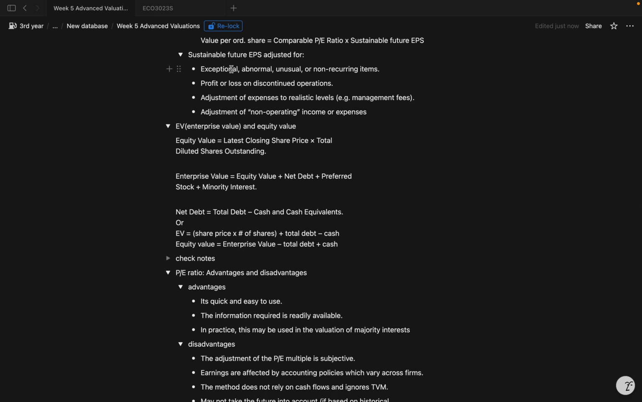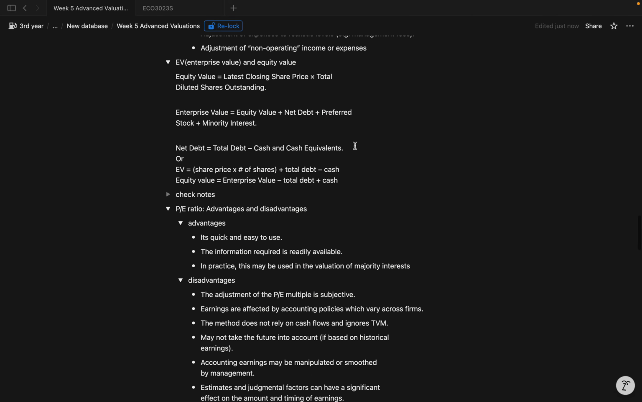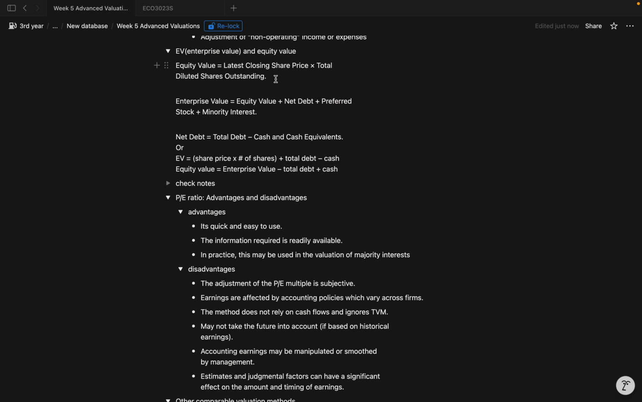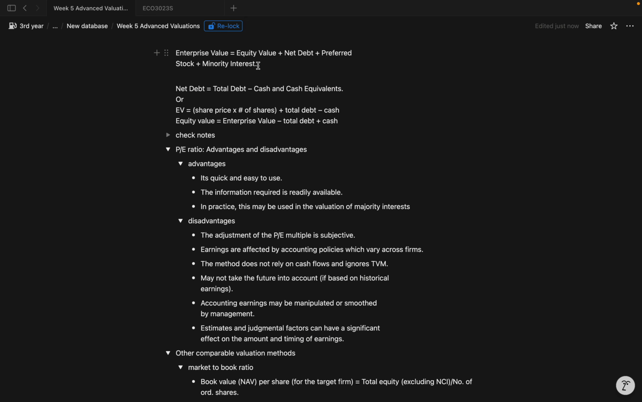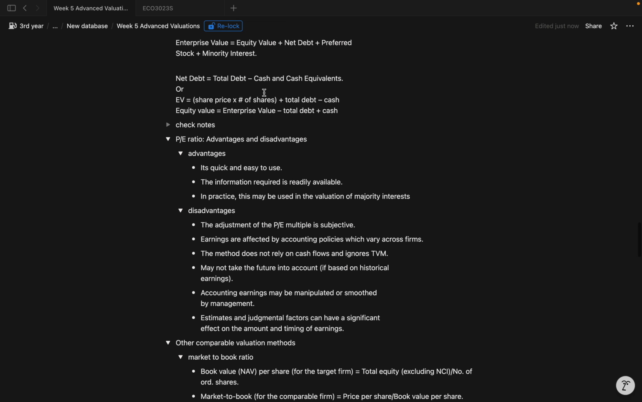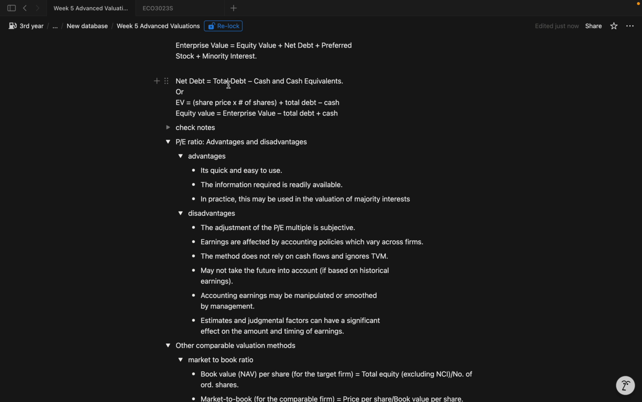So we want to adjust for exceptional or non-reoccurring items, profit or loss on discontinued operations because that cash flow won't continue into the future, adjustment of expenses to realistic levels, and adjustment of non-operating income or expenses. So equity value, we take the latest closing share price and we times it by the total diluted shares outstanding. The enterprise value, this is a formula you will use, is the equity value plus the net debt plus preferred stock plus minority interest. And so net debt is just your total debt minus cash and cash equivalents.